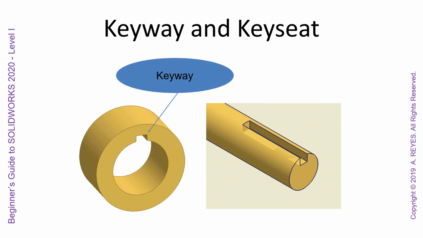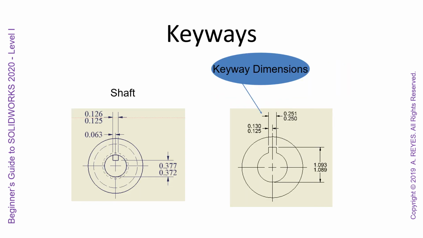Keyways and key seats. So this is a keyway, and we've done a part with this. And then a key seat, we've also done a part with. So you can see on our shaft how they've dimensioned their tolerances there. So 0.126 and 0.125. They're showing their center at 0.063, as well as the tolerances for the height of it from the bottom. The keyway dimensions, so again, they have their maximum, minimum keyway dimensions, also from the center, and then the height of the keyway from the bottom of their circle.